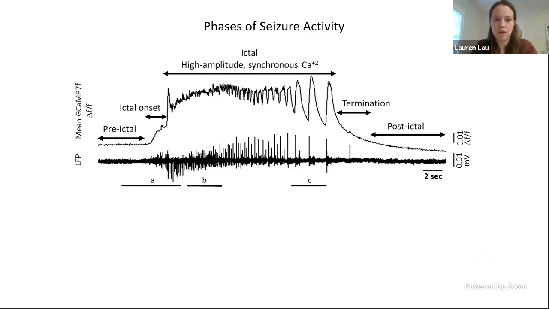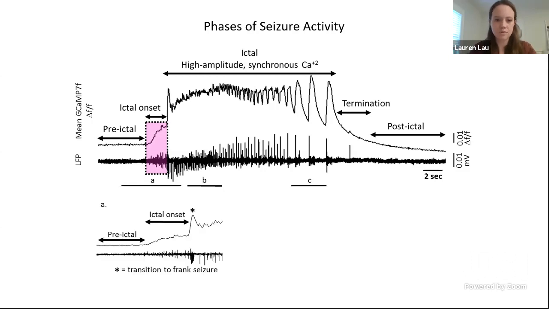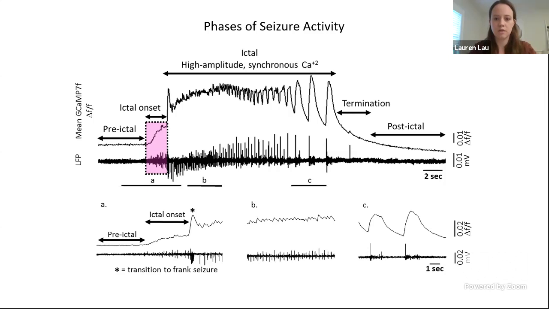This is with a paired LFP. Again, we're really focusing on this initial onset period of the seizure. I've defined this as the earliest detectable rise in the mean calcium, focused right before the onset of frank seizure, which is characterized by high-amplitude hypersynchronous calcium. You can see just an expansion on that ictal onset period within this seizure, and also zooming in on the other types of tonic-clonic-like bursting later in this seizure.